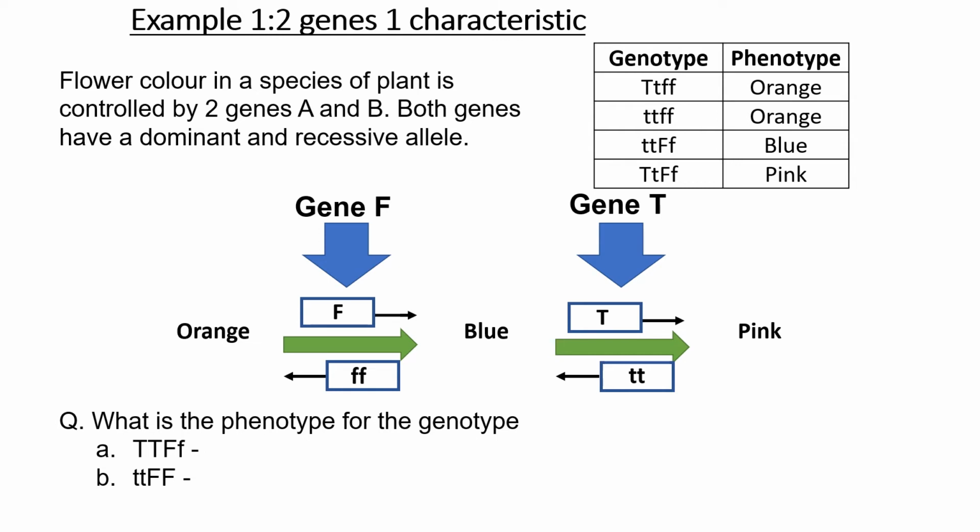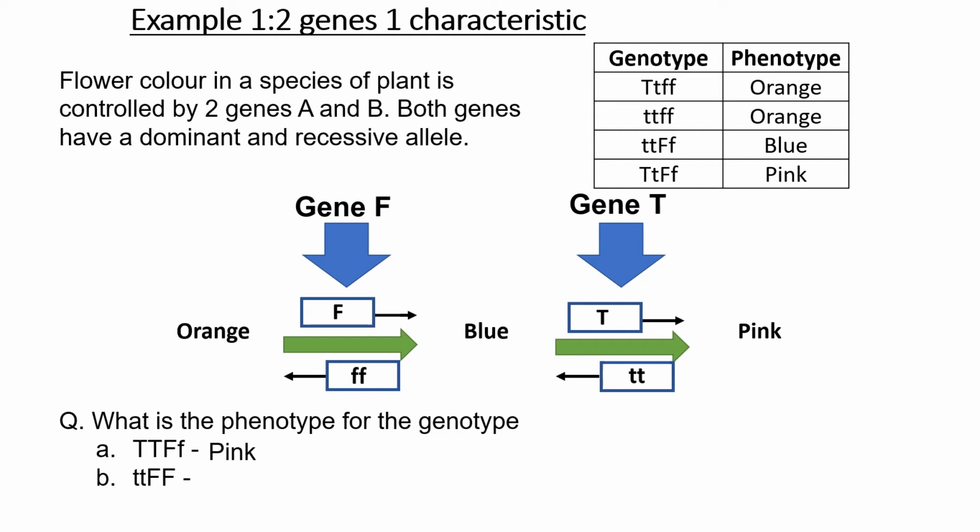Well, first off, I'm going to look at gene F. For A, it is heterozygous for gene F, which means we progress along into phenotype 2, which is to determine if it's blue or pink. We look at the gene T. Gene T is homozygous dominant. It has one of those uppercase T's, so that organism would be pink.